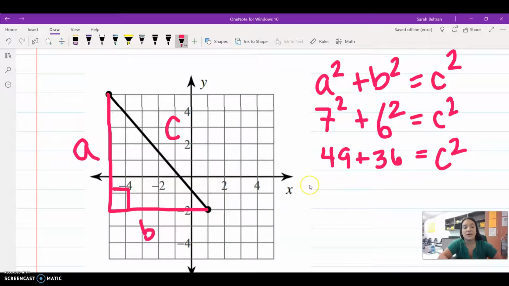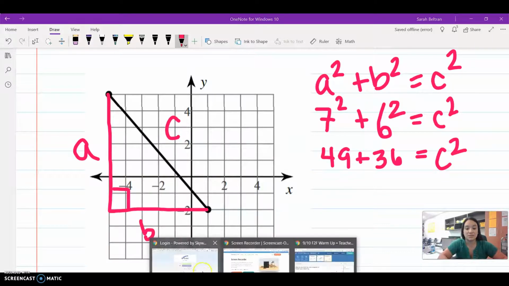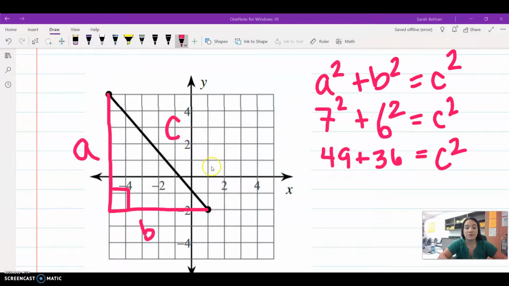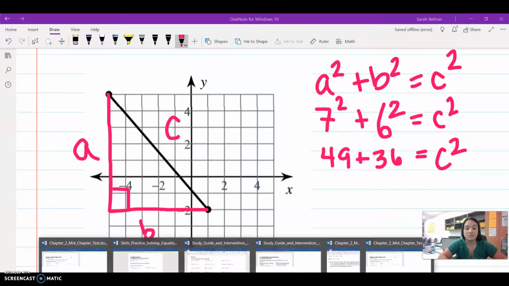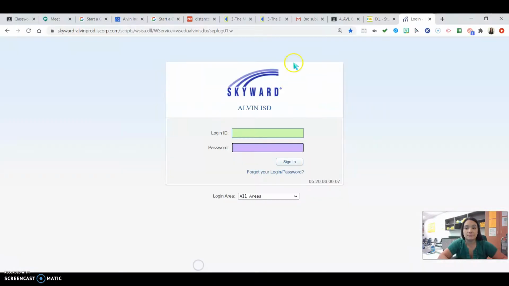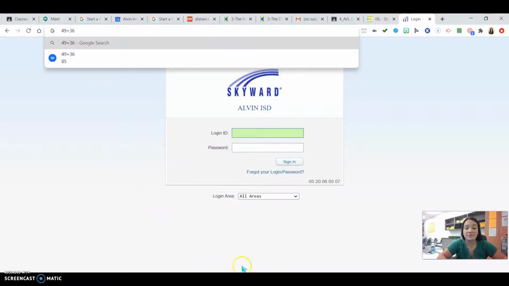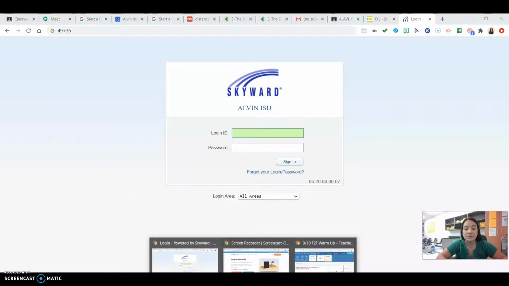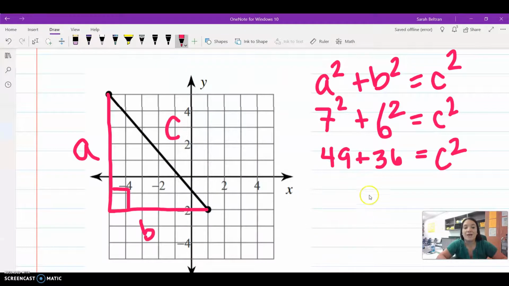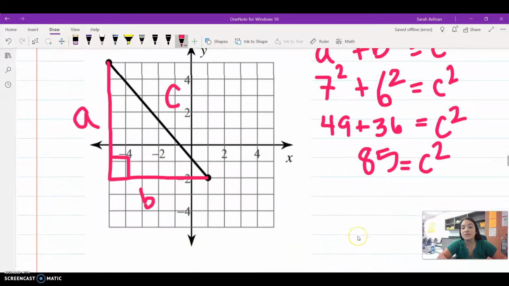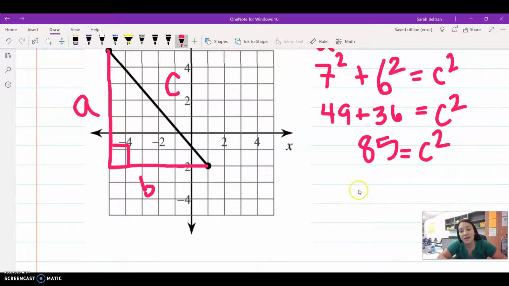So 49 plus 36. I don't have my handy-dandy calculator, so let me just do that real quick. 49 plus 36 is 85. Okay, so let's go back to our notes. We've got 85 is equal to C squared. Now we square root this guy.